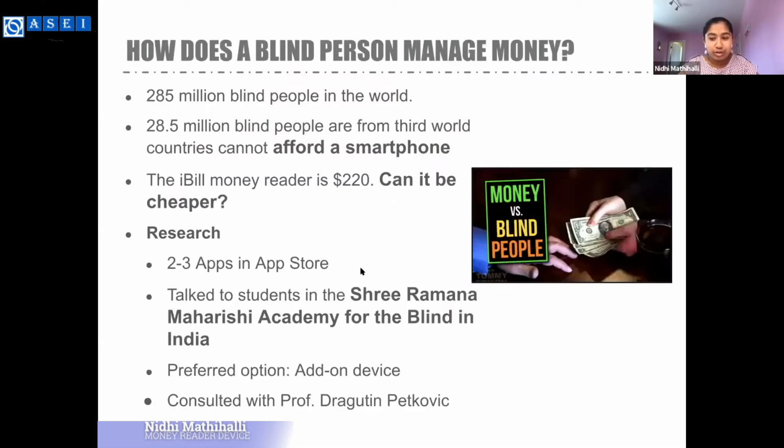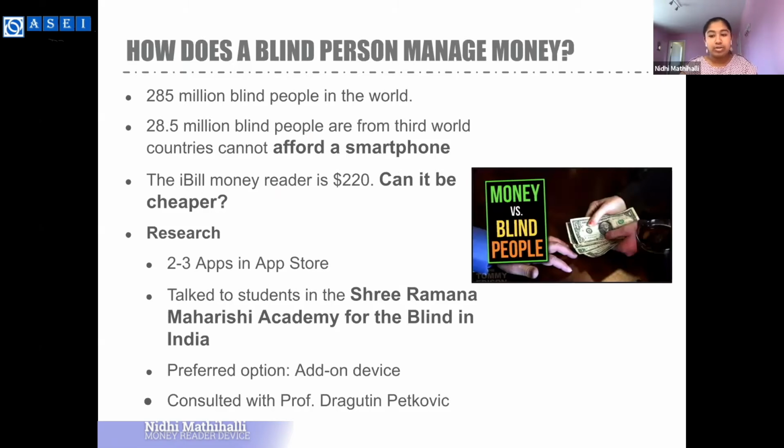Did you know that there are over 285 million people in the world that are blind? And one of them is my grandfather. Last summer, he told us about an incident where he accidentally gave 500 rupees instead of 50 rupees to a vendor, which raised some concerns because he spent 10 times more than he needed to.